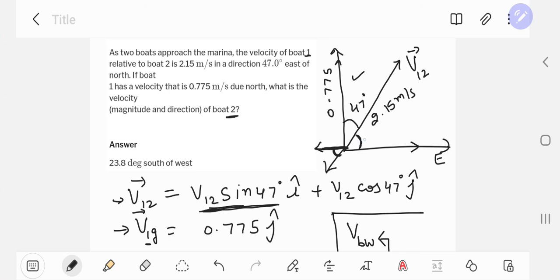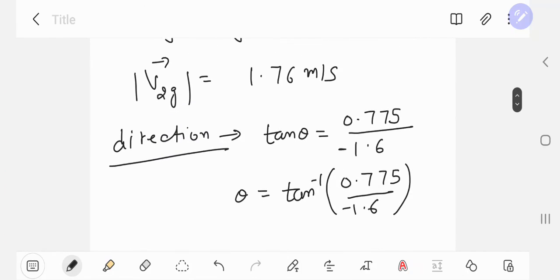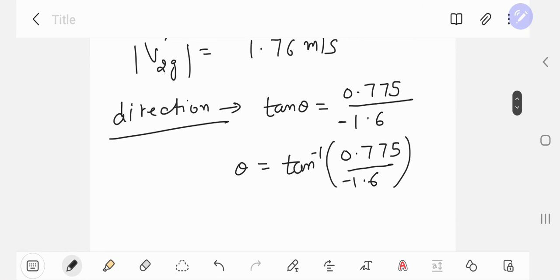Either way, the answer will be the positive value along east, and the negative value along this direction. So either I can say north of east, this direction, or the second one will be south of west, yeah, south of west. So you will get the answer for this question by solving it using the calculator.